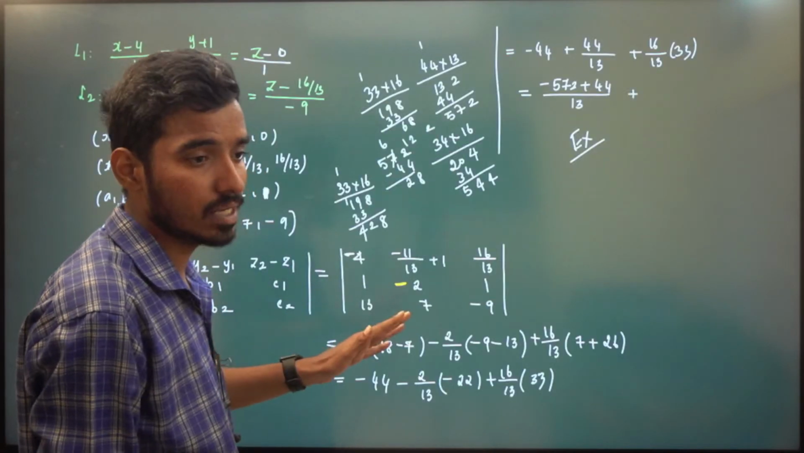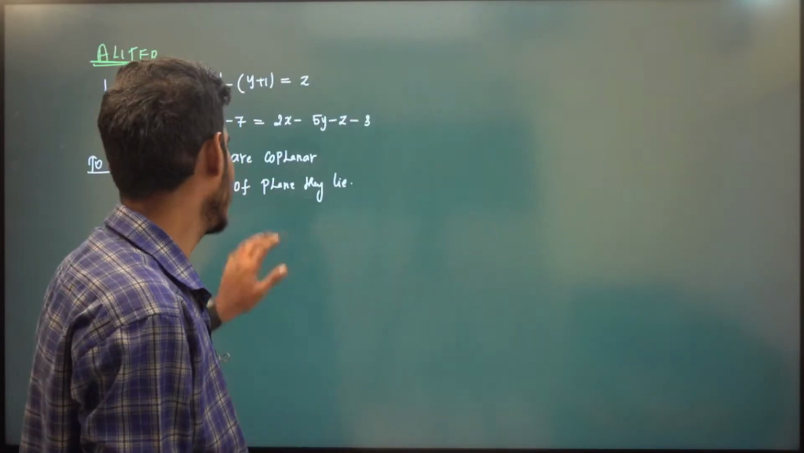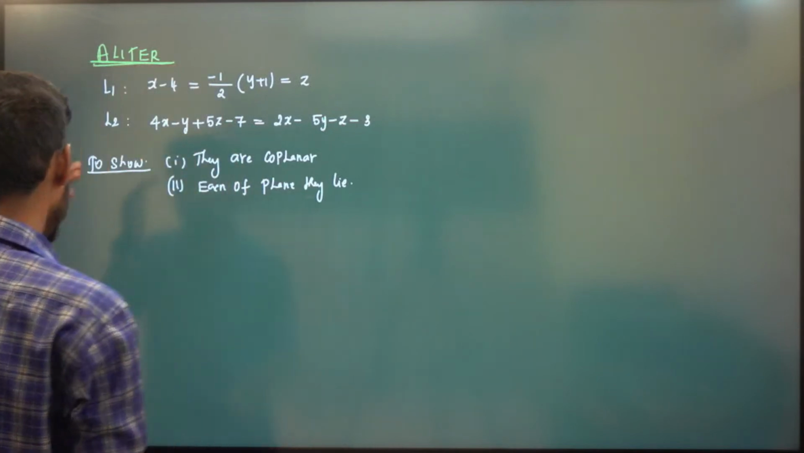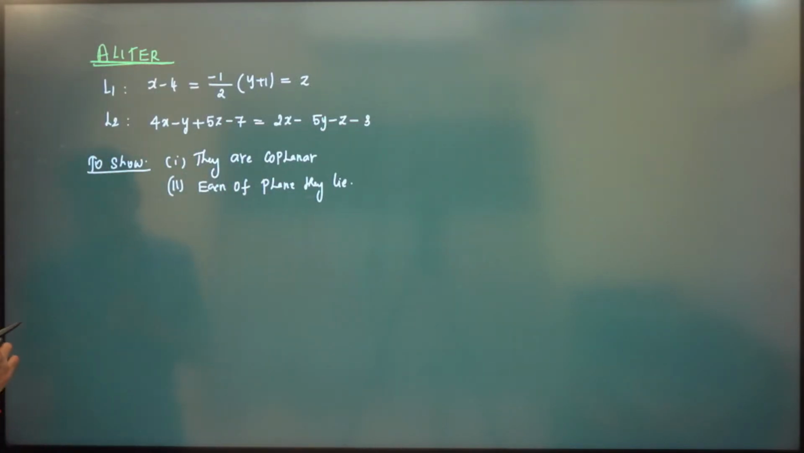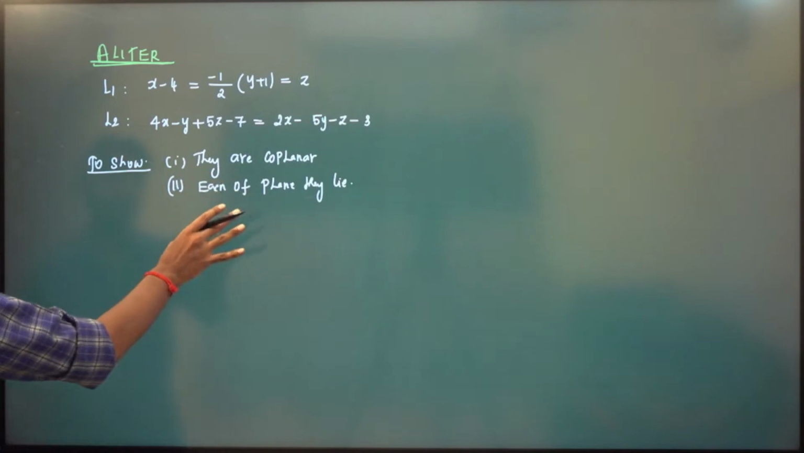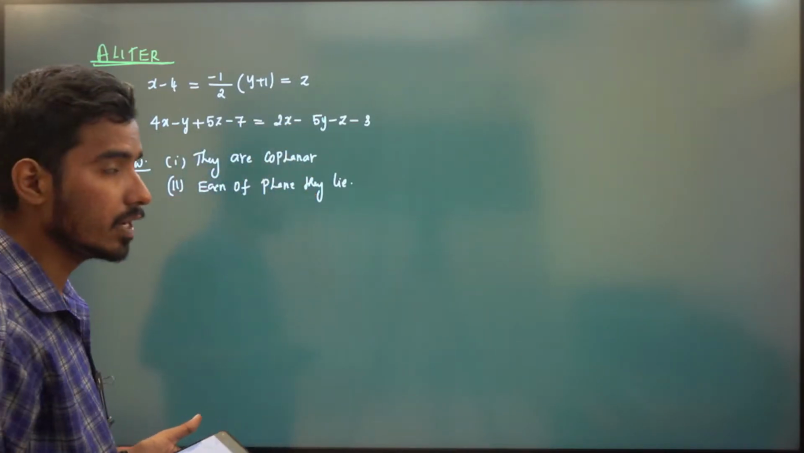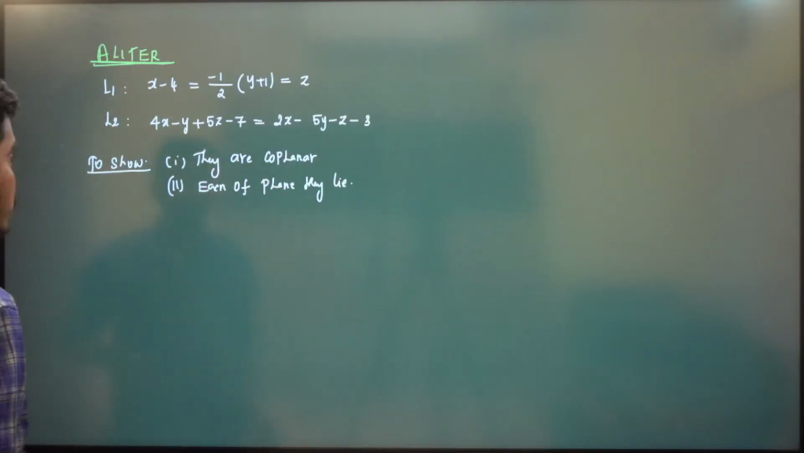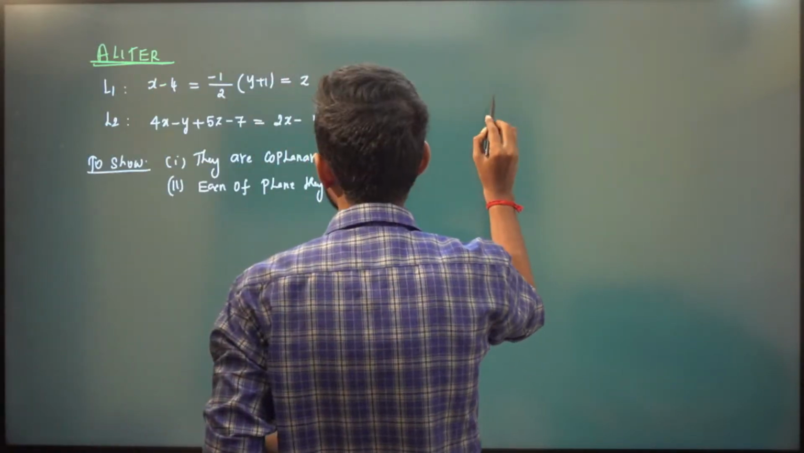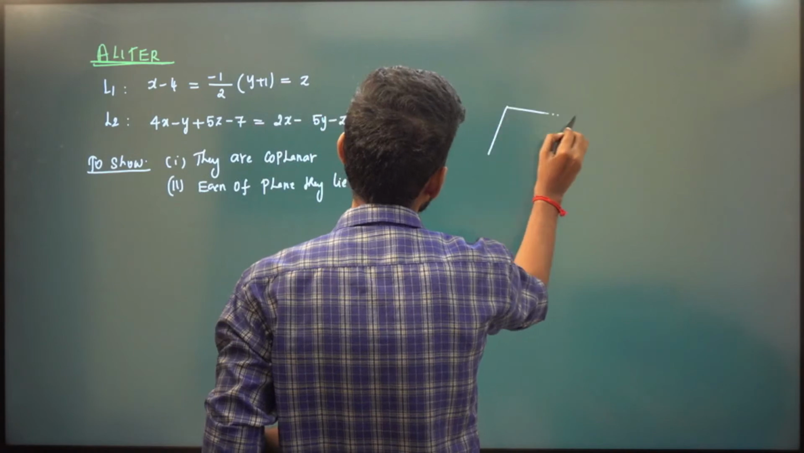You can go for any method which is best for you, but I'll tell you one more method also, right? One is in general form, the other is symmetrical form. Now we need to find the equation of the plane in which the two lines lie, and we need to show that they are coplanar also. See, what is L2?